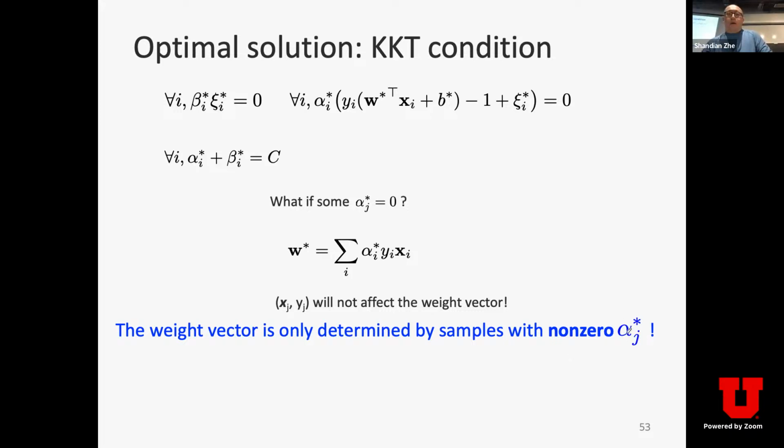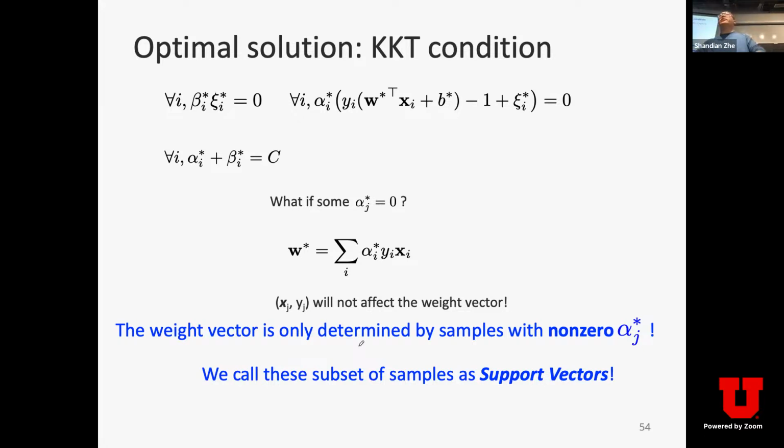Okay. So we call that subset of examples support vectors. That's how this name, support vector machine, comes from. Because the final weight vector is only determined by a subset of training examples, and those training examples can fully determine the weight vector. We call this subset of examples that determine the weight vector support vectors.